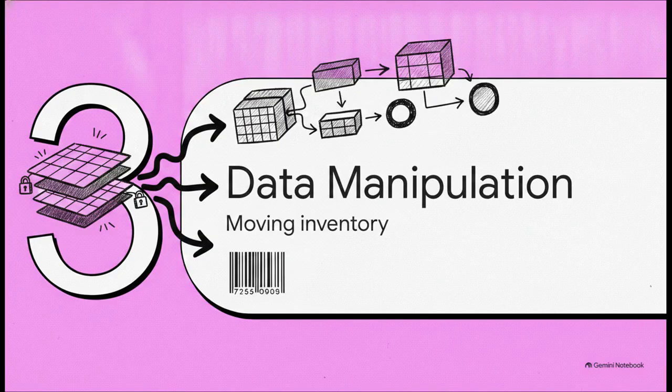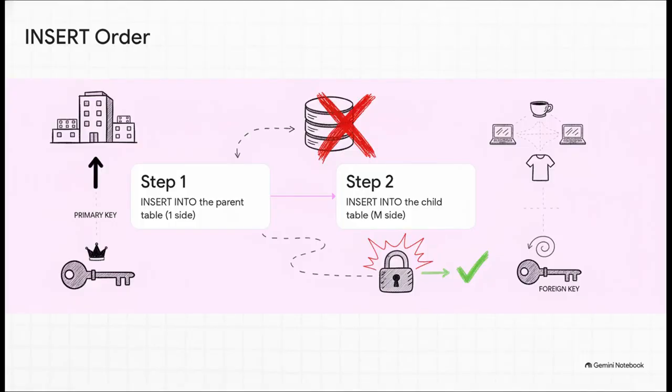Section 3. Data Manipulation Commands, Moving Inventory. Okay, quick recap. We've successfully built our tables and locked them down with strict constraints. Now it's time to actually add data using the Insert Into command. And just like when we were building tables, the order matters tremendously. When inserting data into a one-to-many relationship, you must insert the parent row, the one side, before you insert the child row, the many side. If you try to insert a new product for a vendor that you haven't added to the database yet, the system is going to throw a catastrophic foreign key error and flat out reject your data.